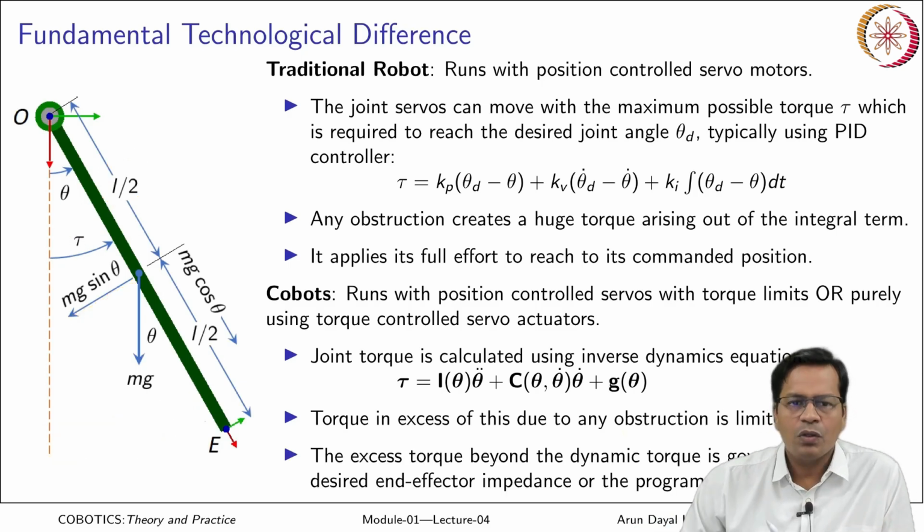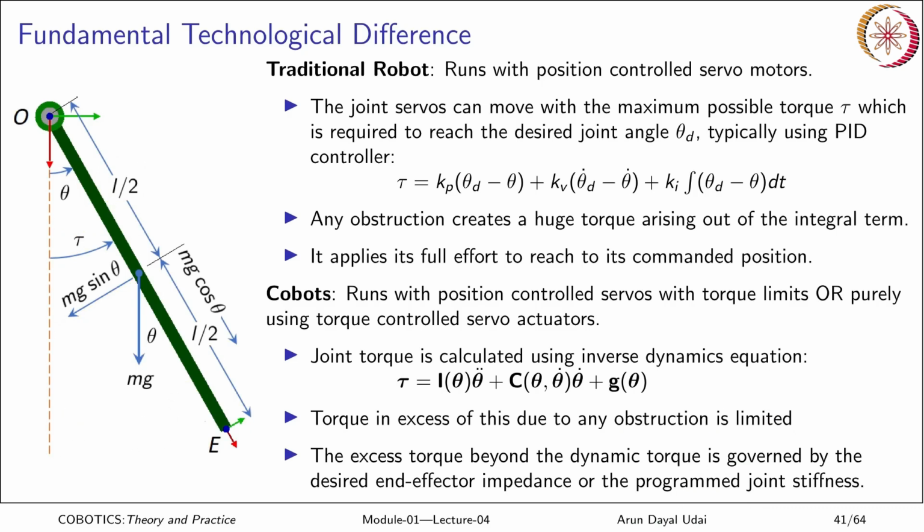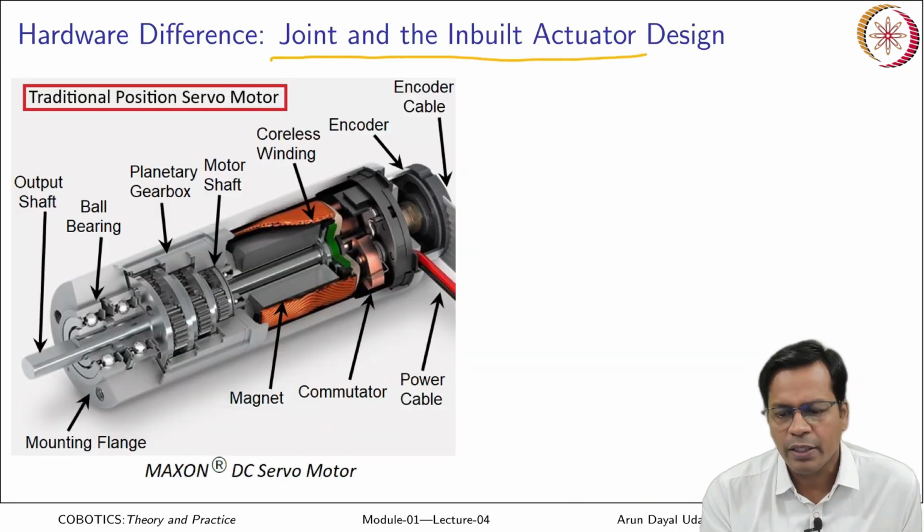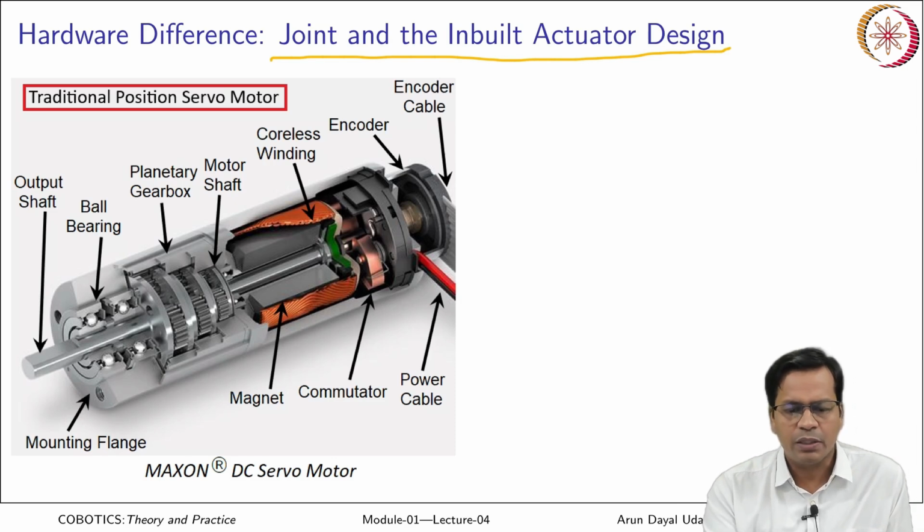So the excess torque beyond the dynamic torque is governed by the desired end effector impedance or the programmed joint stiffness. How stiff I want my joint to be, and how much end effector force should come, determines how much torque I am going to feed it with. So this is why these cobots are very safe, and this is the fundamental driving difference between a cobot and a traditional robot. Now, this is how the joint is built for a standard traditional positional servo motor.